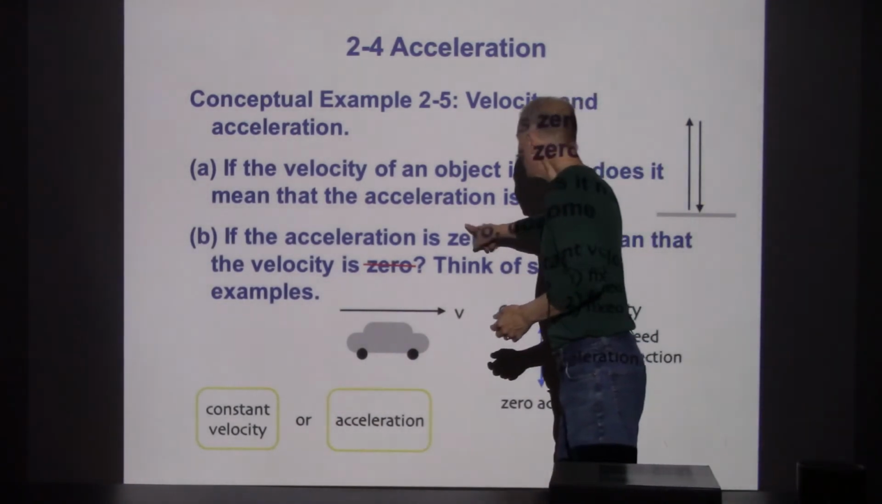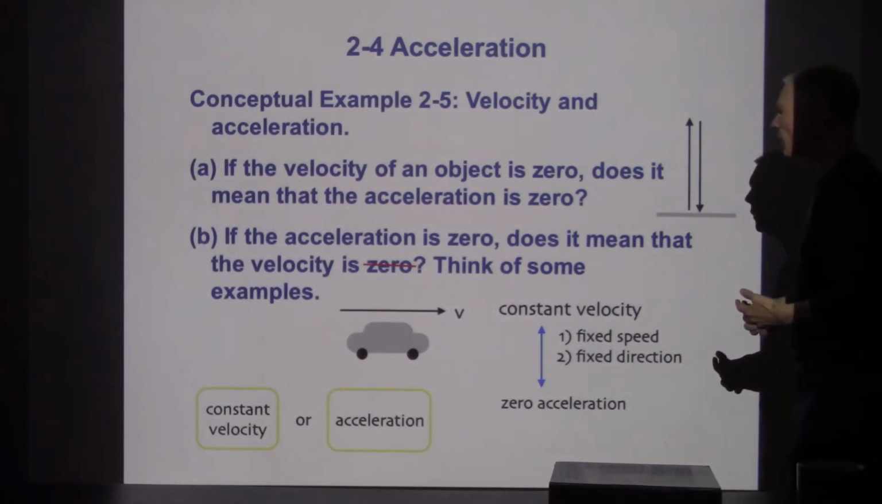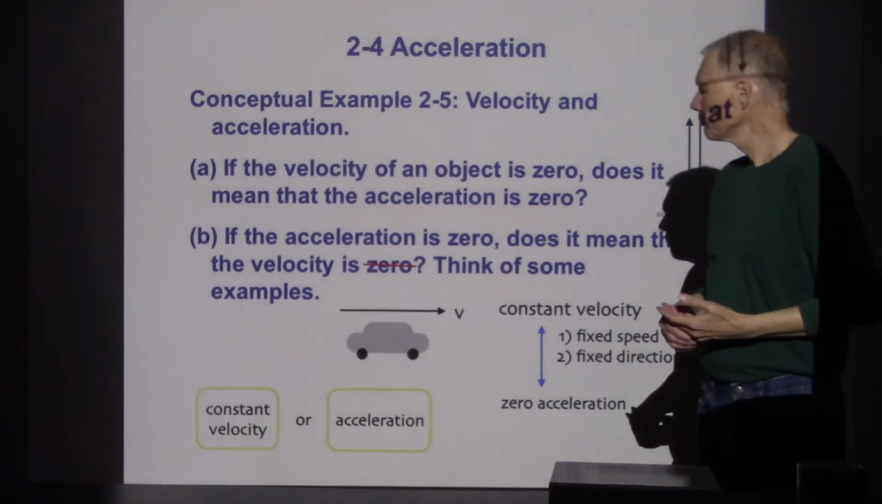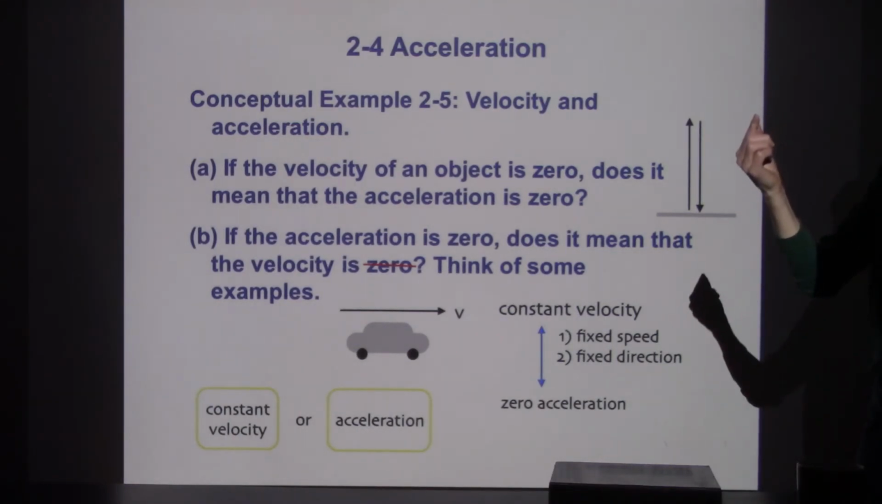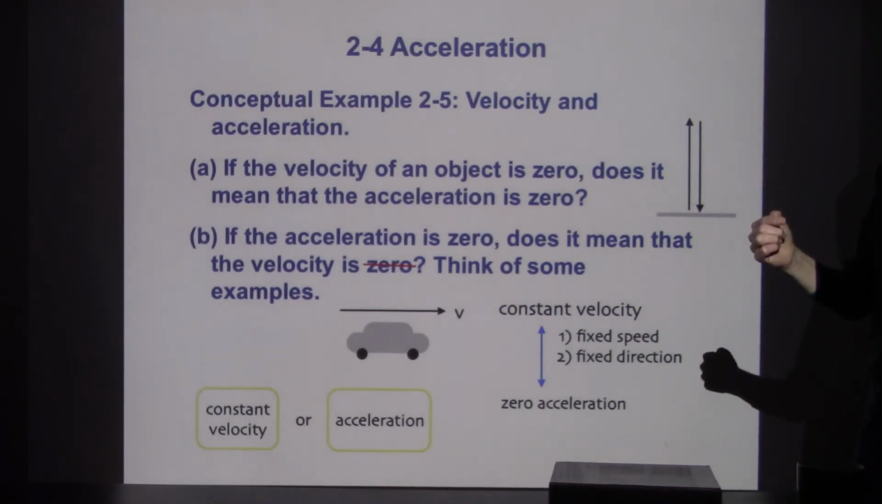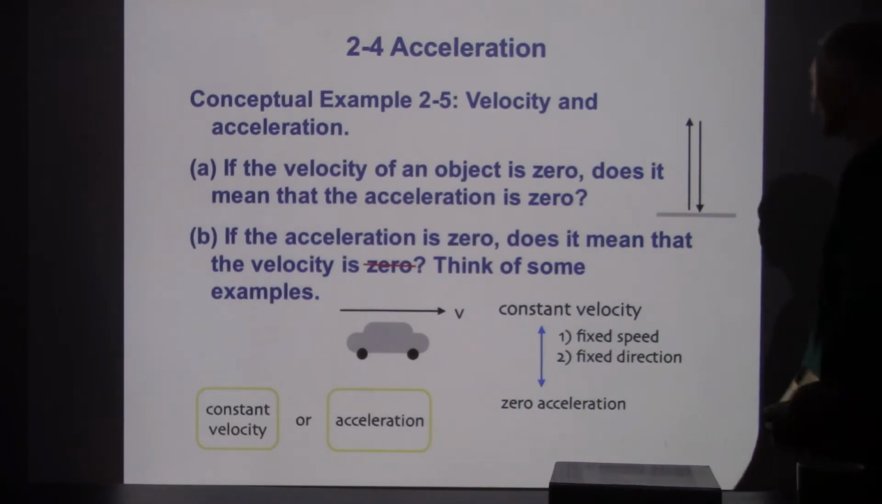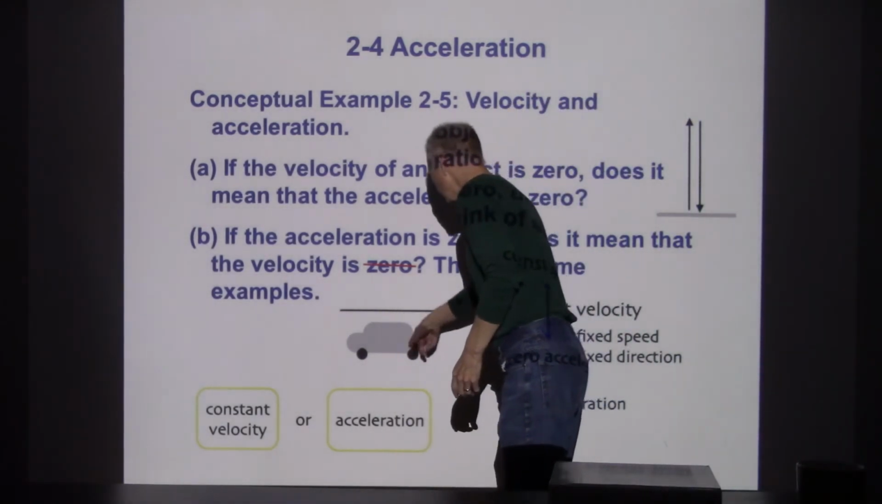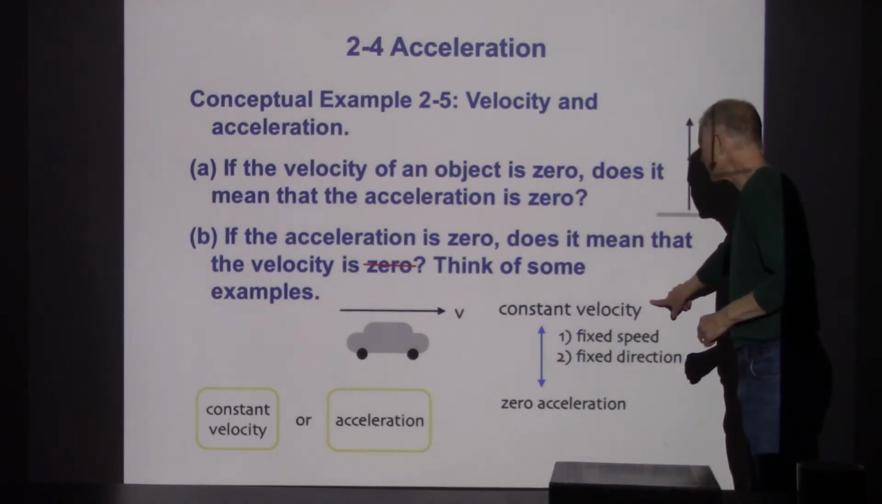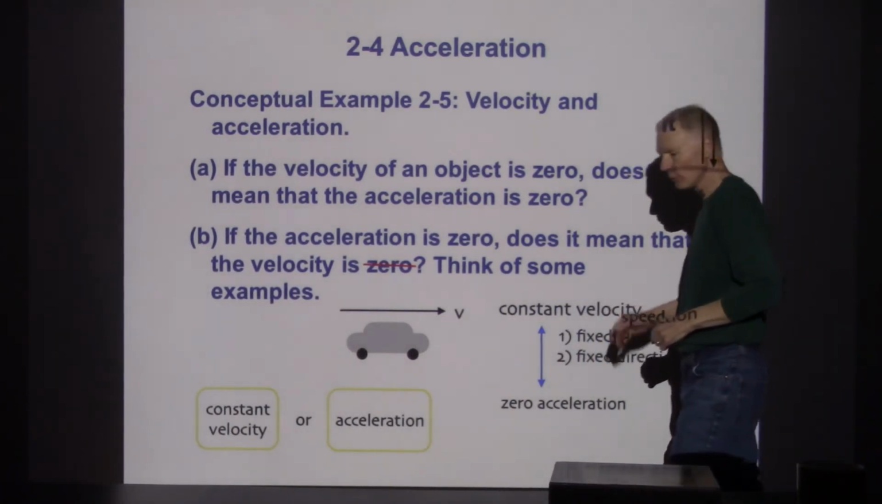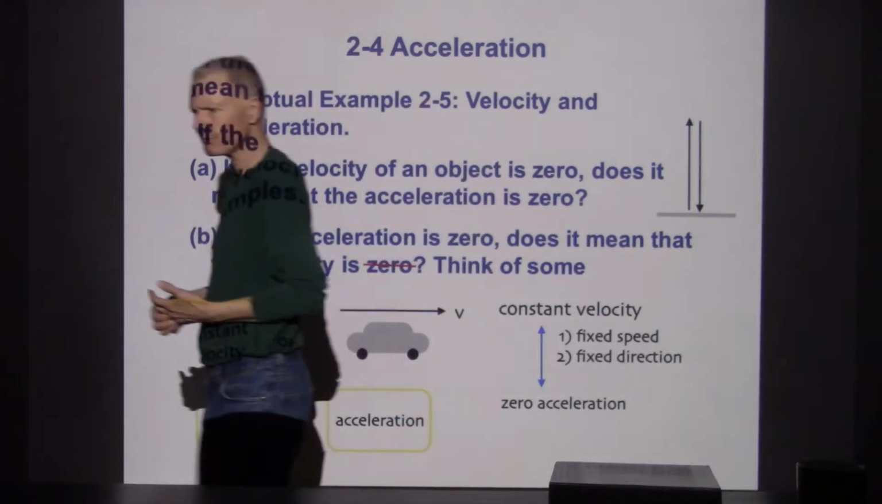Now, if the acceleration is 0, does it mean that the velocity is 0? And you go, well, if the acceleration is 0, it means the velocity is constant. So if there's no increase in velocity or decrease in velocity, then the acceleration is 0 for that object. So here is something, I guess it's a car, moving along with what I'm claiming to be a constant velocity. Now, if it's a constant velocity, then there's no acceleration. Okay.